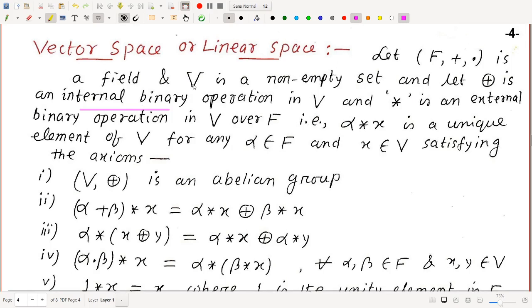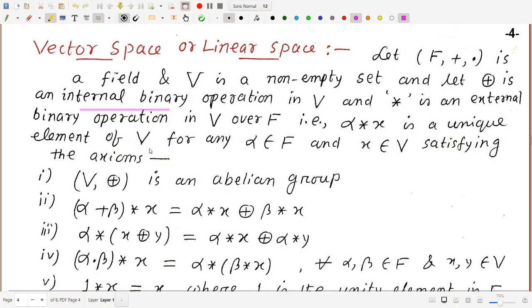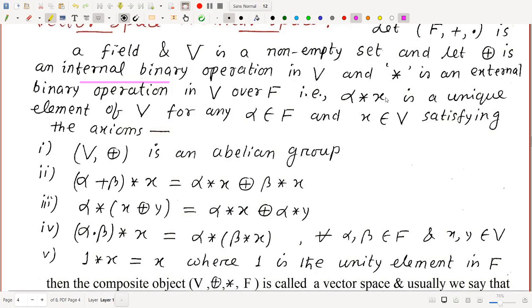That means taking two elements from V, if we use this operation circled plus, then we get a unique new element in V. That's why it is called internal: two elements in V combined, giving another unique element in V. And star is an external binary operation in V over F. That is, alpha star x is a unique element of V for any alpha belonging to F and x belonging to V. Alpha is an element of the field F and x is an element of the non-empty set V. Alpha is not in V but x is in V. So the operation is applied between two elements not in the same set: alpha is external to V, but after the operation alpha star x is a unique element of V. That's why it is called an external binary operation, combining two elements.